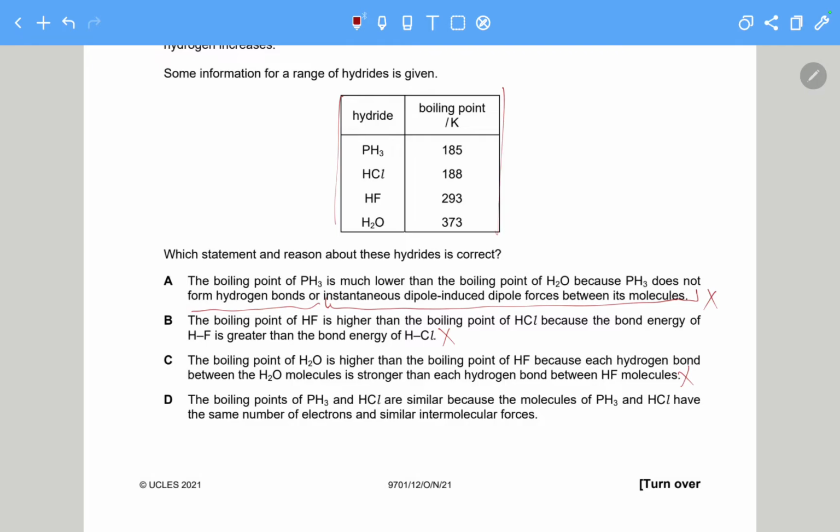Let's read that out. The boiling points of PH3 and HCl are similar because the molecules of PH3 and HCl have the same number of electrons and similar intermolecular forces. Now this is correct because if you count the total number of electrons in both PH3 and HCl, they'll add up to be the same. In fact, not just valence electrons, also the internal electrons. Both phosphorus and chlorine are more electronegative than hydrogen, so the polarity of both molecules will remain the same, and overall, therefore, there will be similar intermolecular forces between the molecules. So option D is the correct answer.